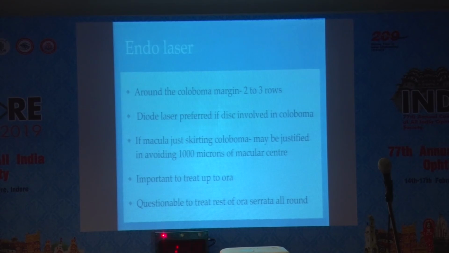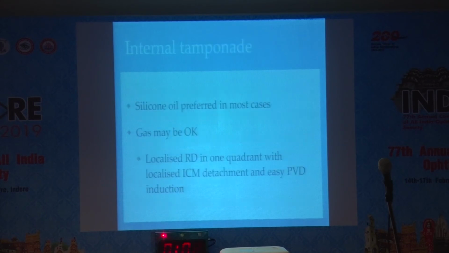It's important to treat right up to the ora, which means you go along the coloboma margin, and where it hits the ora, you go along the ora as well, because these are eyes which are microphthalmic. The ora is closer to the limbus than in normal eyes. So however anterior you make the sclerotomy, there's always a risk the vitreous pull can actually pull on the retina and cause peripheral dialysis, and hence you need to treat the entire ora. Internal tamponade is preferred with silicone oil.